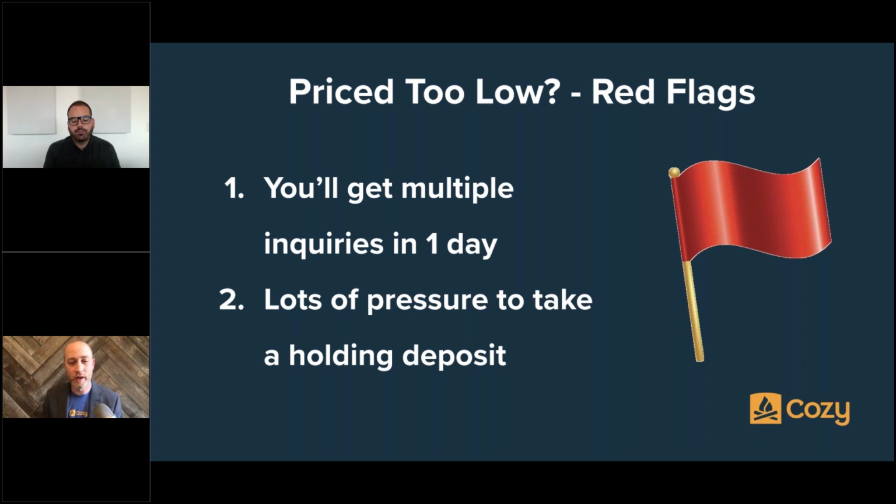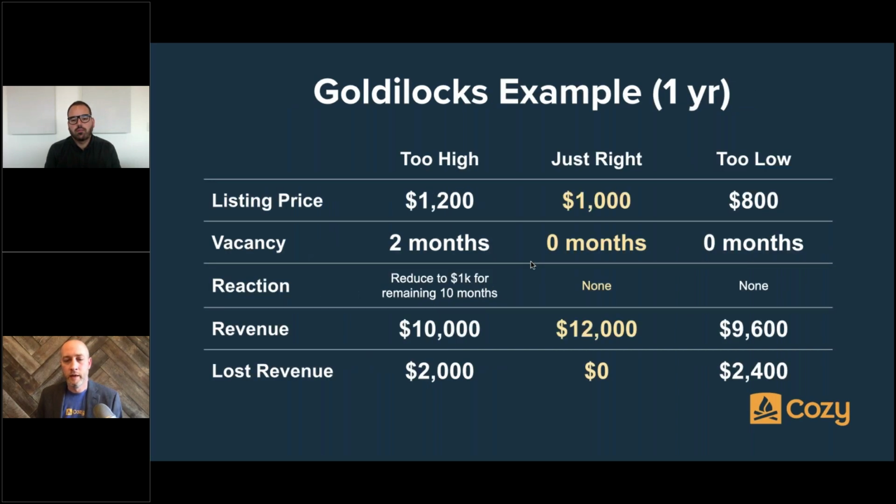And then you'll get lots of pressure from people who want to give you a holding deposit. Now, if you have 3 people on day 1 or day 2 trying to give you a holding deposit so that you can save it for them, then you're missing something, right? They know something you don't, and that's it's priced too low. They don't want to lose it, so they're willing to throw some money at you. Now, here's an example. There's a lot of data on here. I'm going to break it down for you. This is the Goldilocks example.